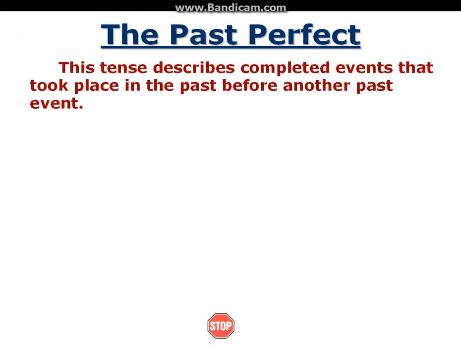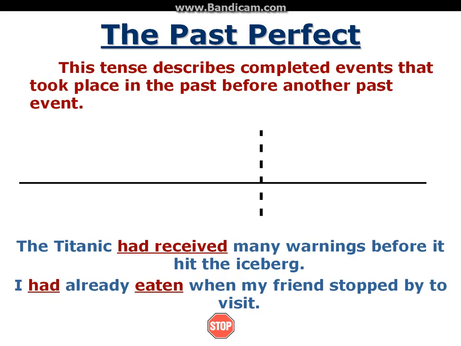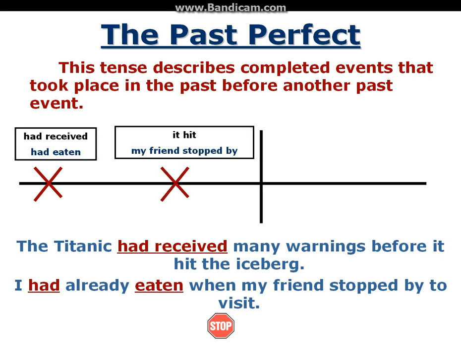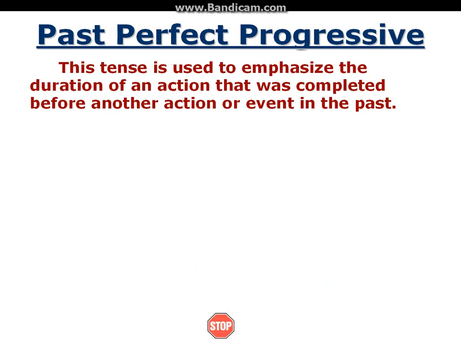The next is past perfect tense. This tense describes completed events that took place in the past before another past event. For example, the Titanic had received many warnings before it hit the iceberg. I had already eaten when my friend stopped by to visit.